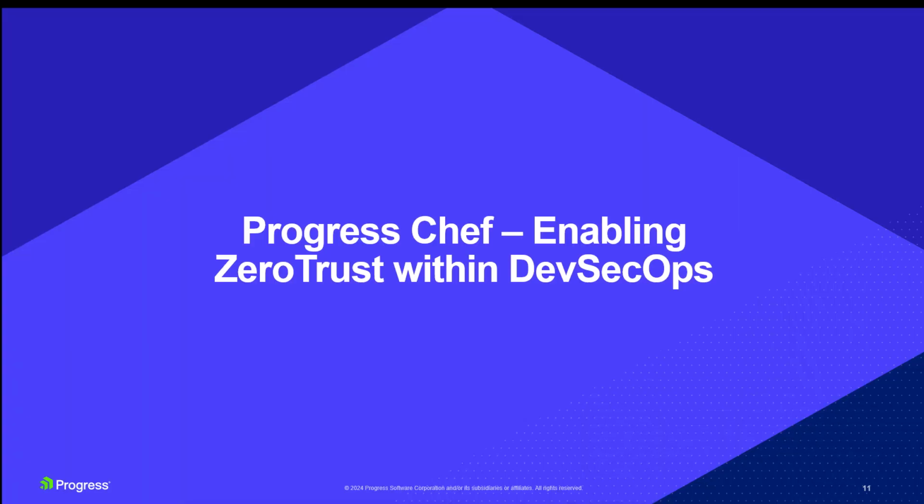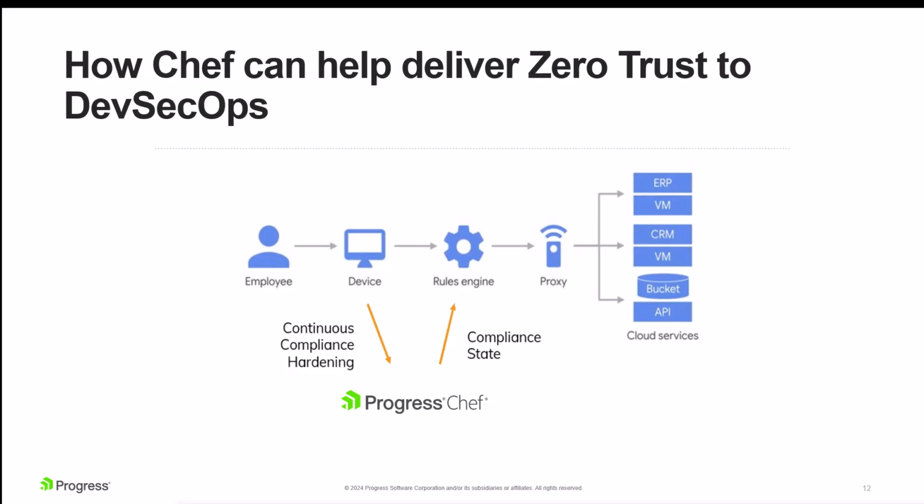Okay, let's talk a little bit about how Chef can help connect the dots between DevSecOps and zero trust. First, from a compliance standpoint, Chef has the ability to help harden endpoint devices, and we can leverage these capabilities with this existing solution to help protect those business critical applications that we need access to.